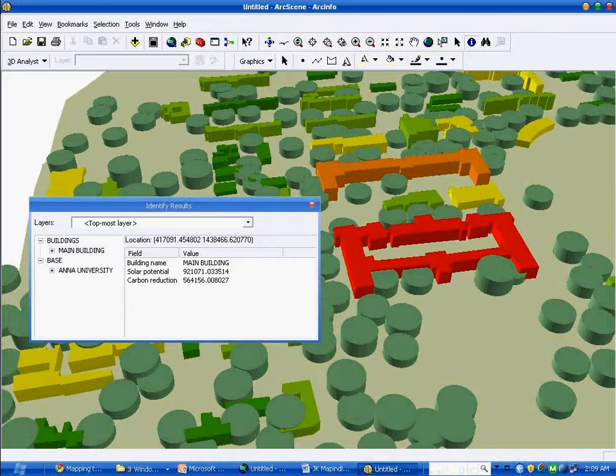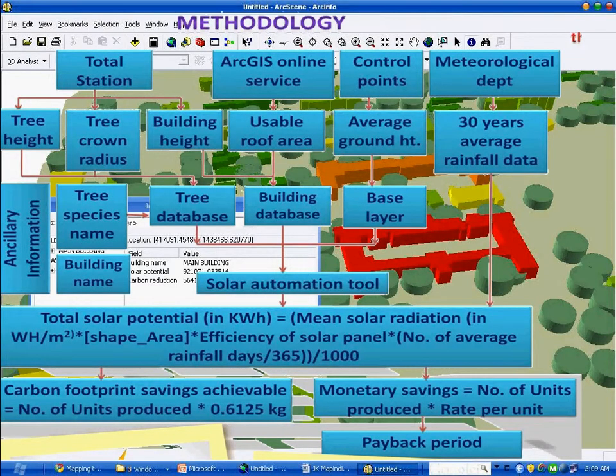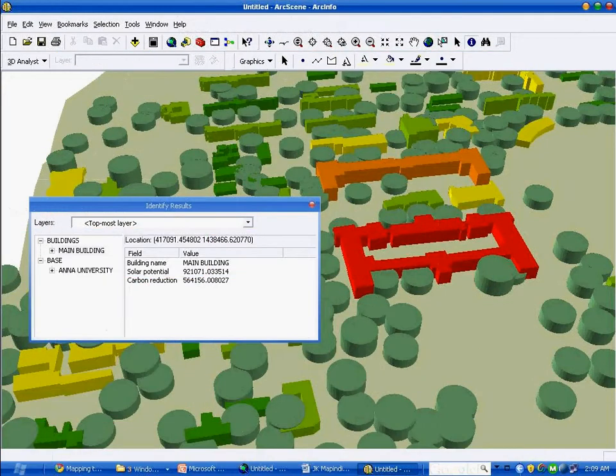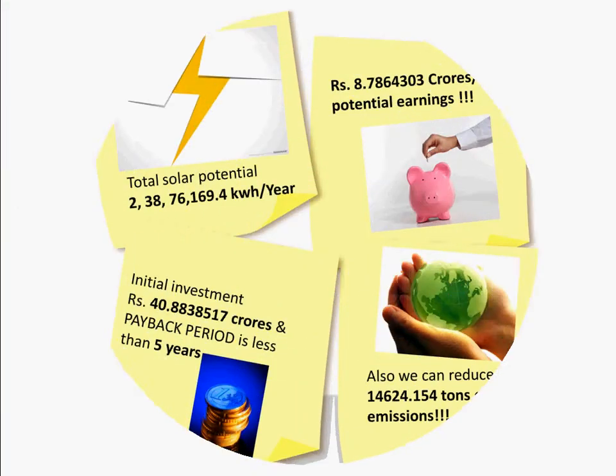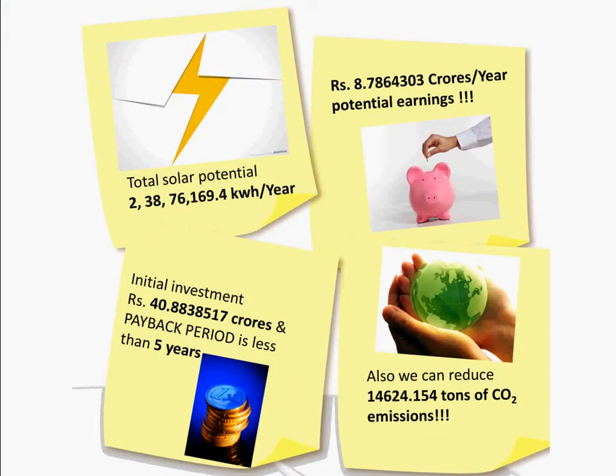The carbon footprint savings calculation is based on the fact that for producing 1 unit of electricity from burning lignite, which happens to be the primary energy provider to our city, 612.5 grams of carbon dioxide is emitted. So, every unit of clean energy produced would obviate a proportionate amount of carbon dioxide. Financial calculations were also based on a simple methodology that I developed. The workflow was also streamlined by using Model Builder. The results for our campus were encouraging enough to pursue the research further.